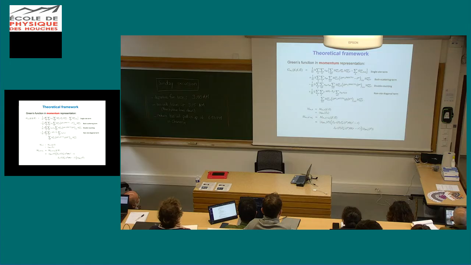The general formula for the Green function in the momentum representation we obtain looks a bit complicated. It has two terms. The first one has the T and tau matrices, multiplied by these other matrices, which are overlaps of these eigenfunctions of the momentum and the solution of the Dirac equation. But we can split this expression into four terms, where here is the single site scattering term, here is the back scattering, a double counting term to exclude, and a non-site-diagonal term.